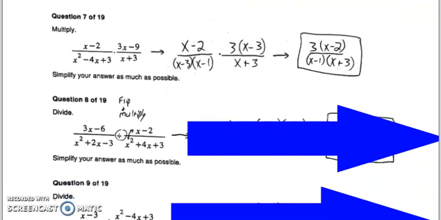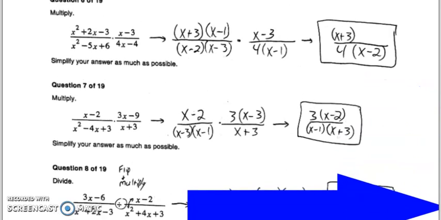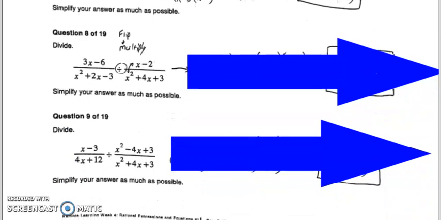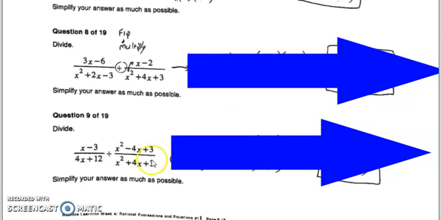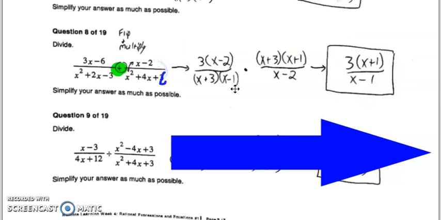Questions 8 and 9 are going to be the exact same as 6 and 7. The only difference is now I have division instead of multiplication. Well, division behaves the same way. All you have to do, and I drew a little arrow there, let's see if I can draw one on the trackpad. Woof. Is you are going to flip-flop the second fraction, and then it just becomes a multiplication problem, because dividing is technically multiplying by the reciprocal.